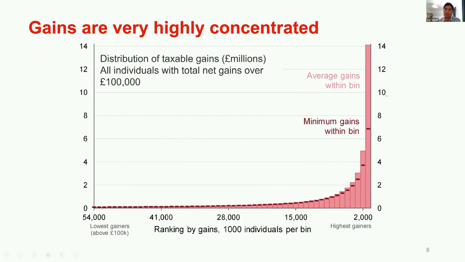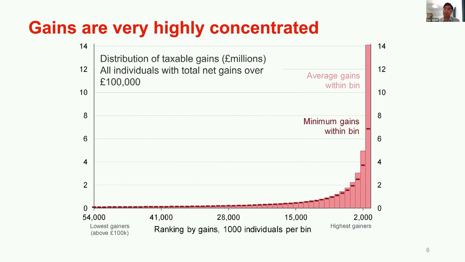So the first, and for me the most striking result, is that gains are incredibly concentrated. What I've got on this graph is, from left to right, we've ranked people who have gains above £100,000 in a particular tax year. This is 2017, but you get very similar results if you take a different tax year. So 54,000 people look like that. That's about 0.1% of the adult population.